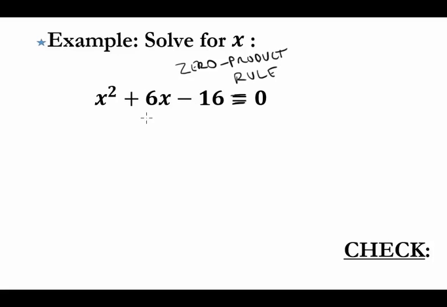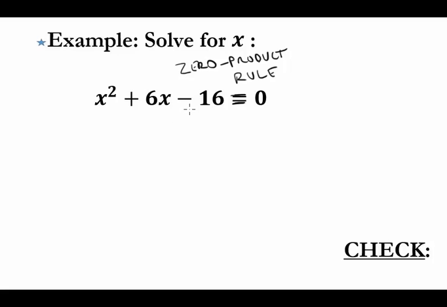So let's say I have x squared plus 6x minus 16 is equal to 0. Solve for x. Well, I can't just guess and check here. Say, well, what if x is 1? Let me plug it in. What if x is 2? That would not be a very efficient way of solving for x.